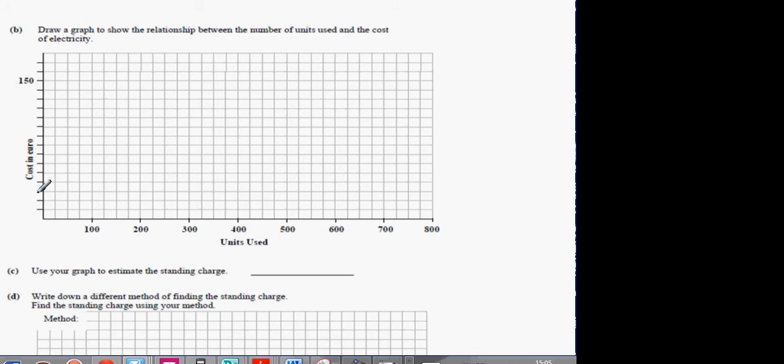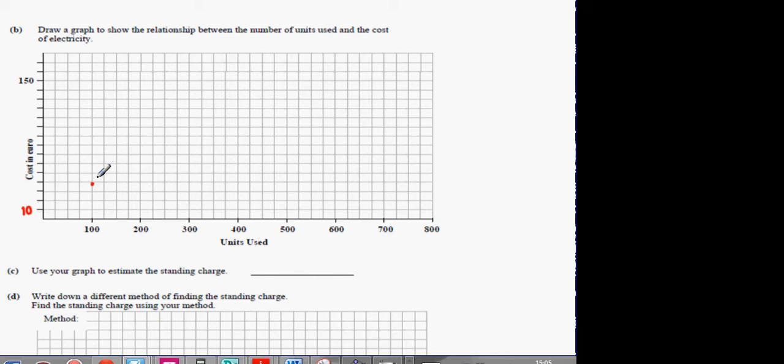1, 2, 3, 4, 5, 6, 7, 8, 9, 10, 11, 12, 13, 14, 15. Each one is worth 10. Okay? So knowing that these are worth 10 makes it easy. So what's the first one? 100 and what's 38, is it? Yes. 38 would be around there.